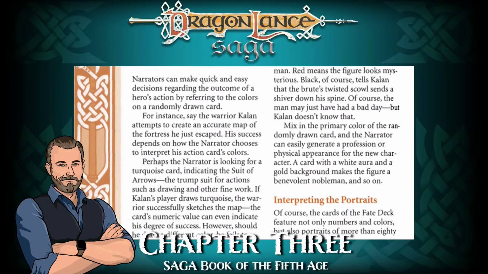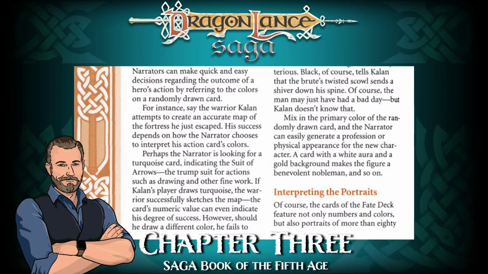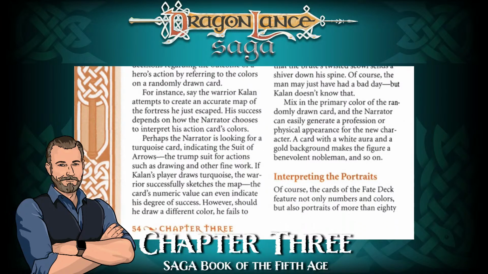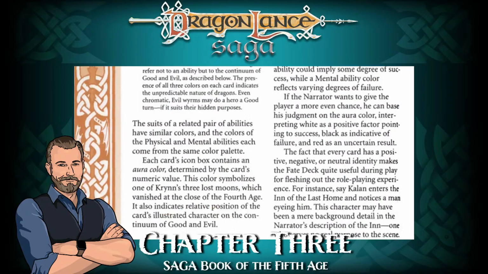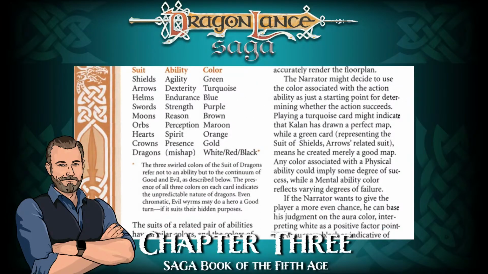Narrators can make quick and easy decisions regarding the outcome of a hero's action by referring to the colors on a randomly drawn card. For instance, say the warrior Kalen attempted to create an accurate map of the fortress he just escaped. His success depends on how the narrator chooses to interpret his action card's colors. Perhaps the narrator is looking for a turquoise card, indicating the suit of arrows, the trump suit for actions such as drawing and other fine work. If Kalen's player draws turquoise, the warrior successfully sketches the map. The card's numeric value can even indicate his degree of success. However, should he draw a different color, he fails to accurately render the floor plan.